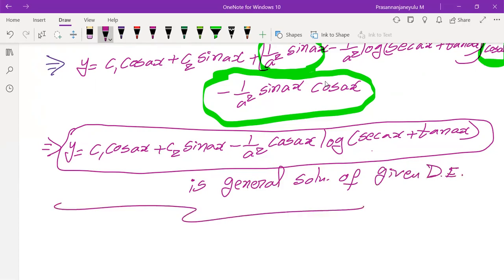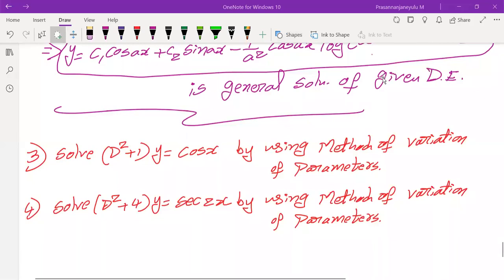Now here I'll give two problems, so you solve them. These are the two problems for your practice. Complete these two problems before coming to the next class.